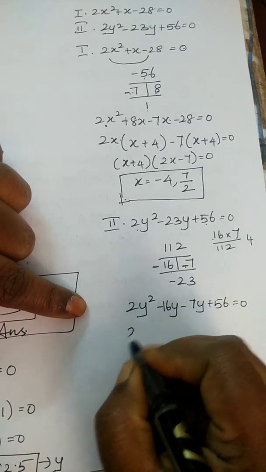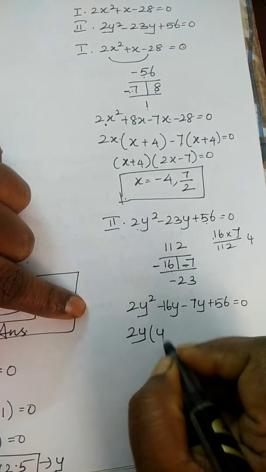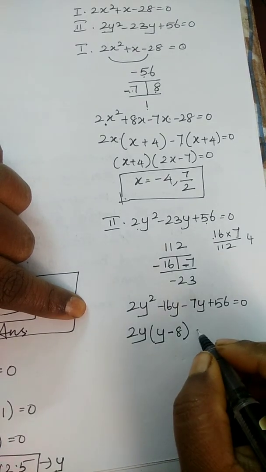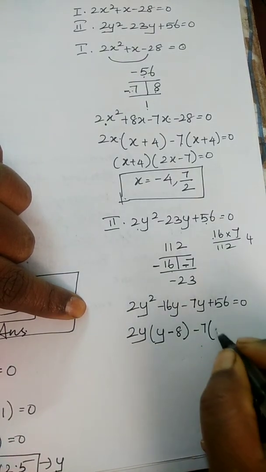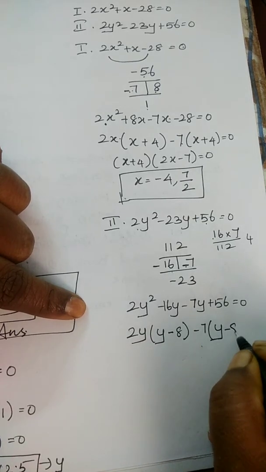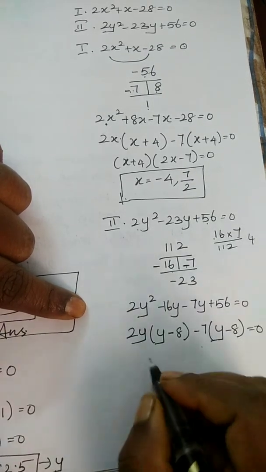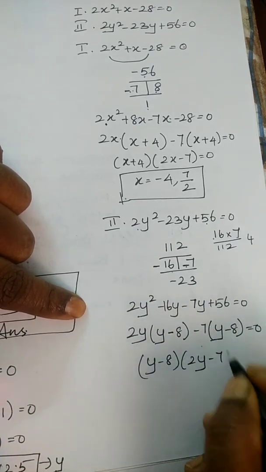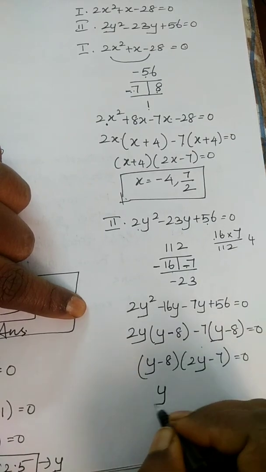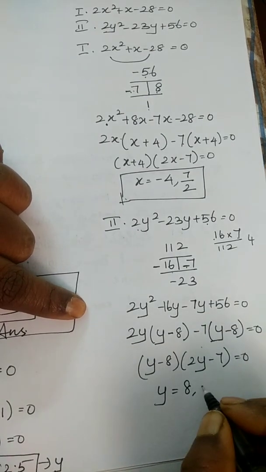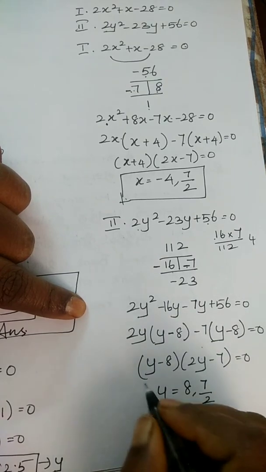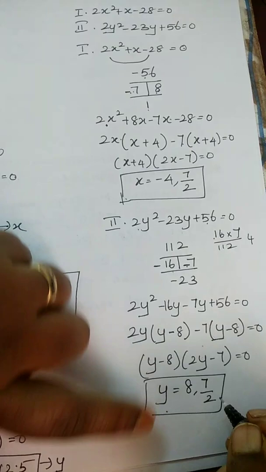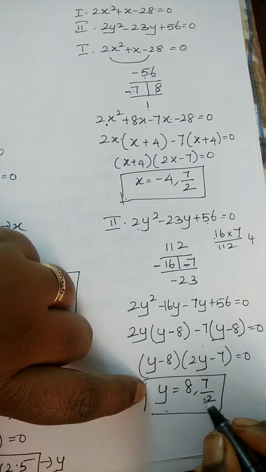Okay, now take 2y as a common number. y minus 8, minus 7 gives y minus 8 equal to 0. Now y minus 8 is a common one and 2y minus 7 is equal to 0. Now y is equal to 8 comma 7 by 2. So the x equation gives minus 4 comma 7 by 2 and the y equation gives 8 comma 7 by 2.